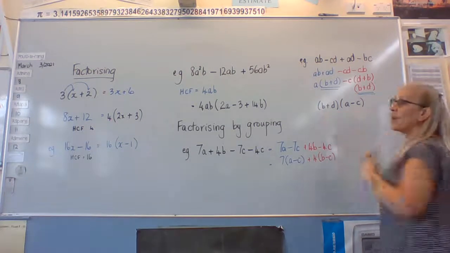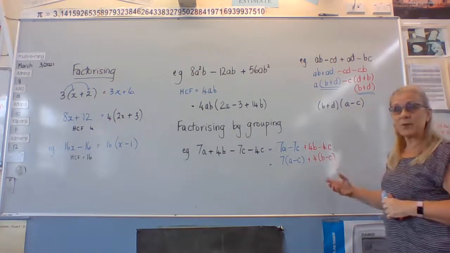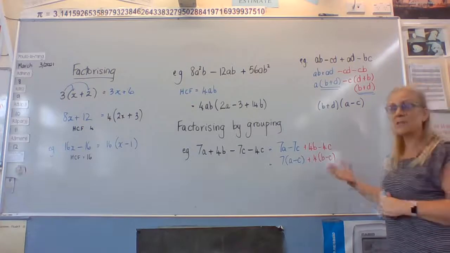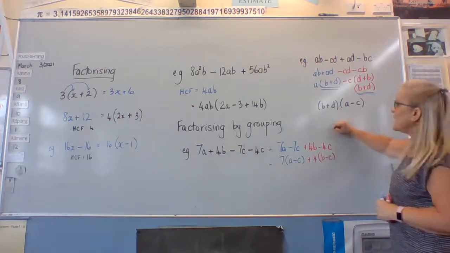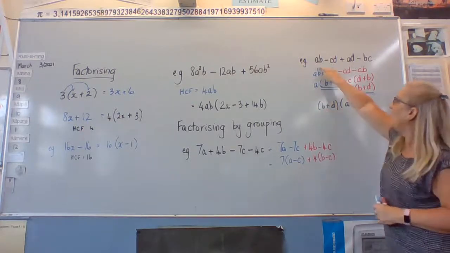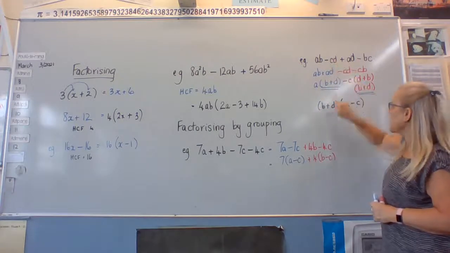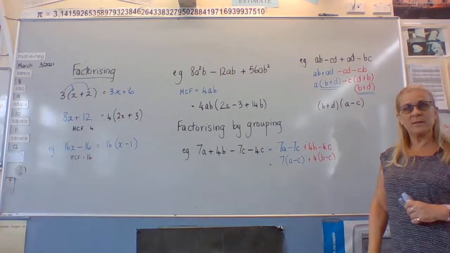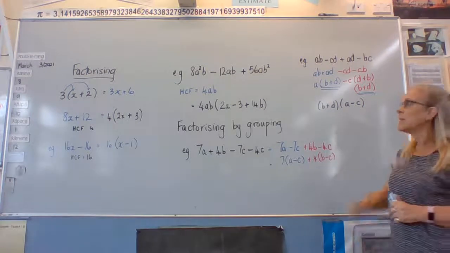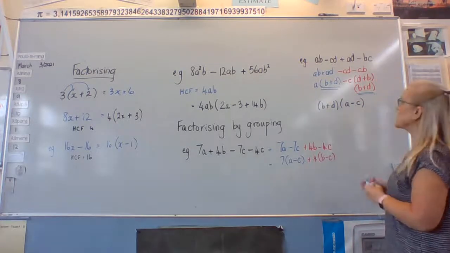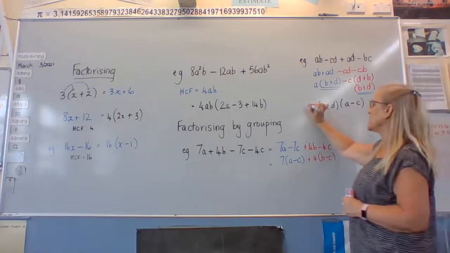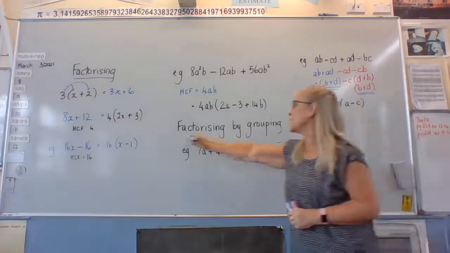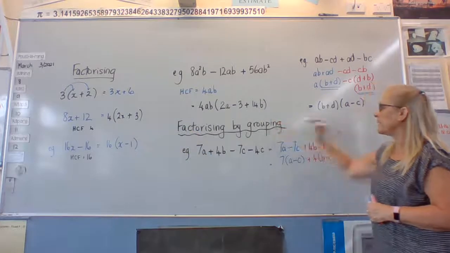Those two brackets, by our FOIL rule, or by whatever rule you've been taught, Happy Rainbows or anything else, depending on what teacher you've had, ends up giving you AB minus that, plus that, minus that. No simplifying it, but this is what its factorised answer is. And that's what factorising by grouping is.